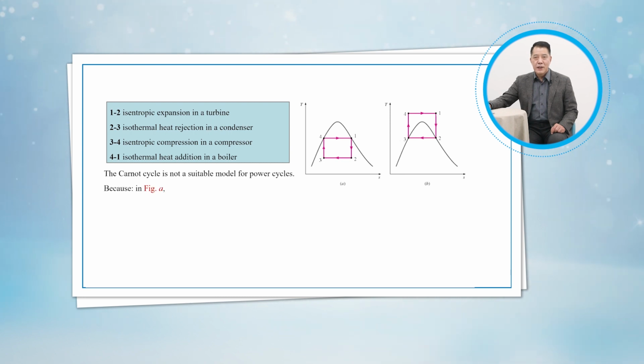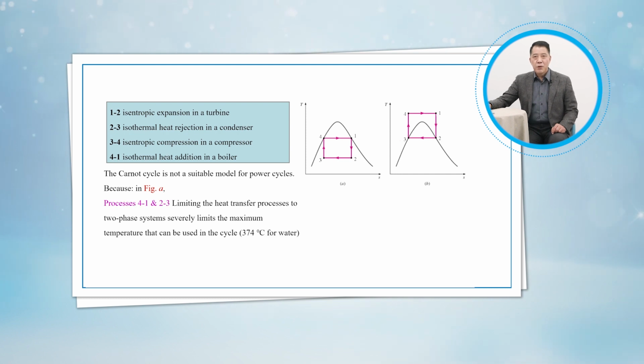The Carnot cycle is not a suitable model for power cycles. In Figure A, the isothermal heat transfer to or from a two-phase system is not difficult to achieve in practice, since maintaining a constant pressure in the device automatically fixes the temperature at the saturation value. Therefore, process 4 to 1 and process 2 to 3 can be approached closely in actual boilers and condensers.